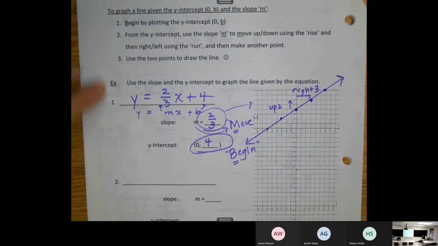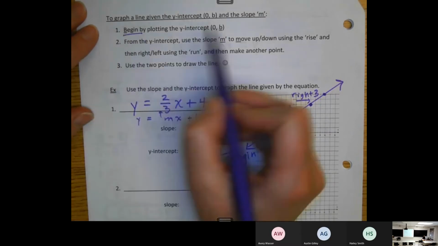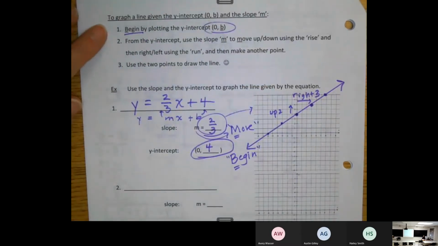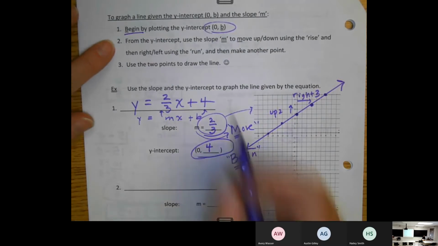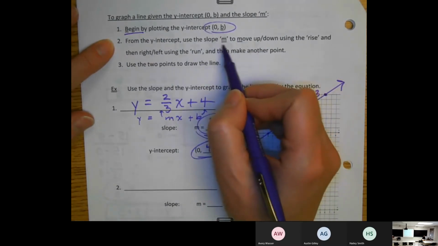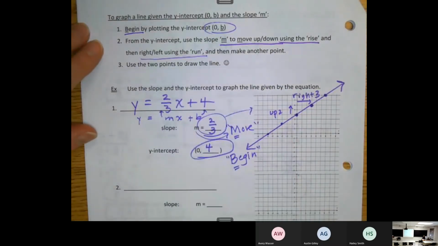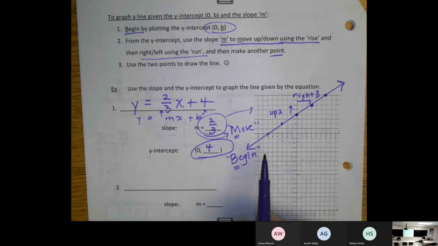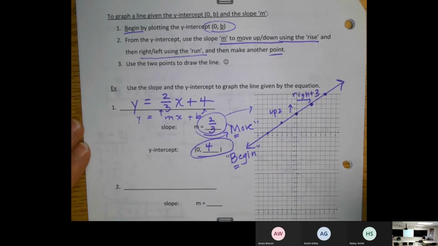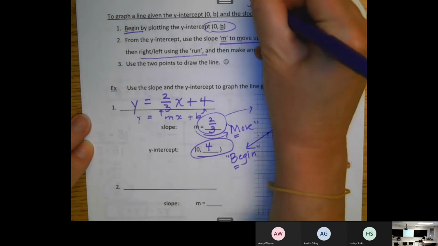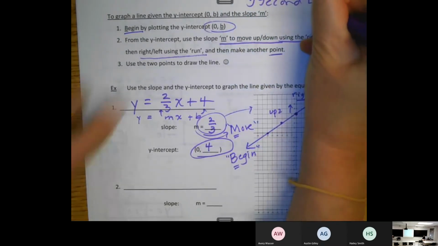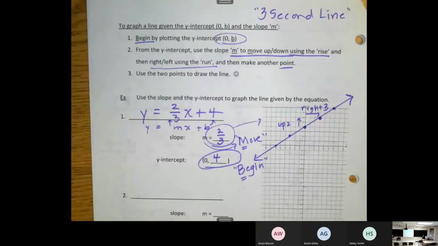There's some instructions up above telling what we just did. We began with the b. So we put the y-intercept on the graph, in other words. And then from the slope, or from that b, we moved up or down according to the rise, and then right or left according to the run, and made another point. Then we can connect the dots to drawing the line. Because we know this is a line, that's a shortcut. And when you get the hang of the shortcut, it can be really fast. Some books call this a 3-second line, because you can graph it so quickly if you know the slope and the y-intercept.